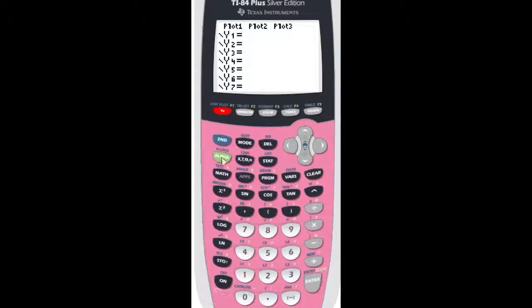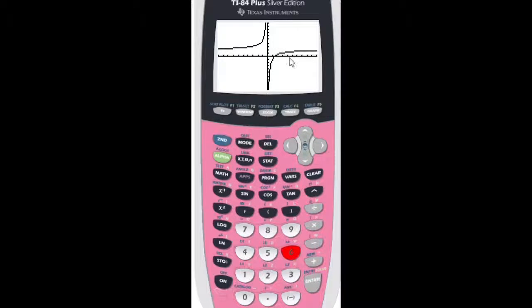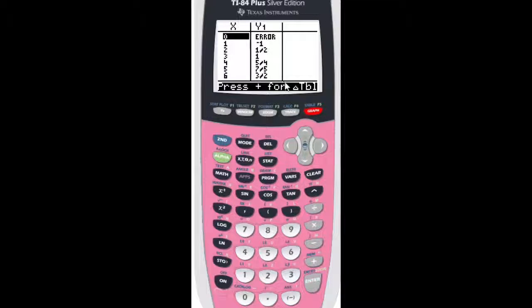So we go to y equals, and we're going to type in the function that we're given. Make sure you use your alpha y equals to pull that fraction up. And then we go to zoom 6 to graph it. So notice my asymptotes here that we already found. Now I go to second graph to find the table. And we want some points before and after the asymptote.